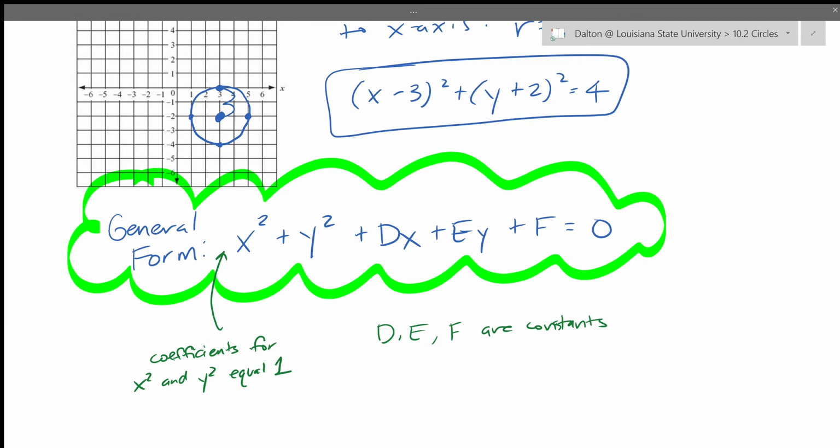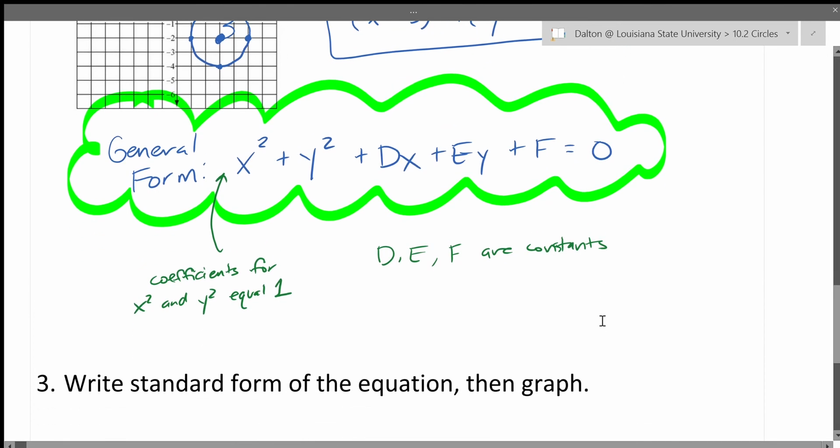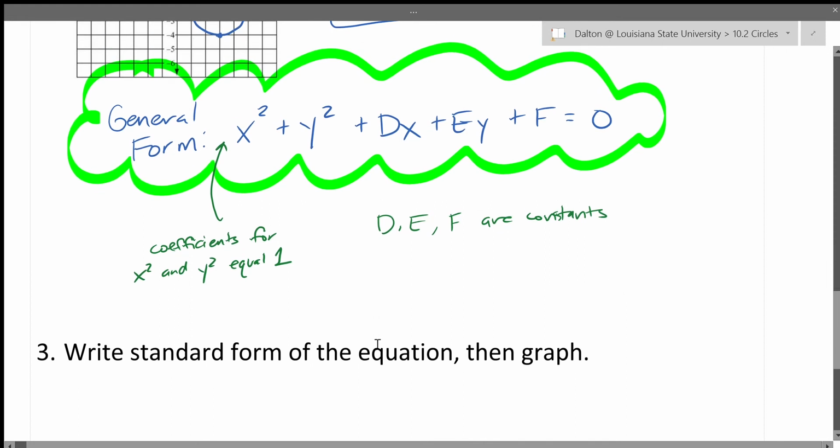So the next example we're going to do is I want you to write the standard form of the equation and then graph. And the equation that I'm going to give you will be 2x squared plus 2y squared minus 4x plus 12y minus 18 equals 0.